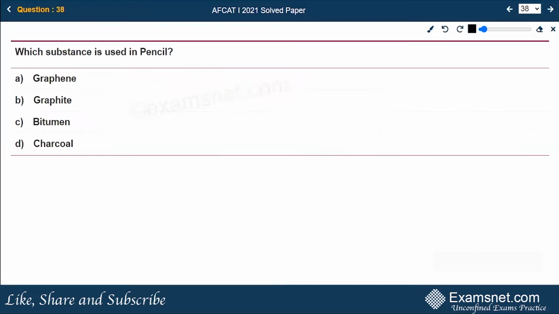Next, question 38. Which substance is used in pencil? Is it graphene, graphite, bitumen, or charcoal? Let's see the applications of each of these substances one by one. Graphene is used in a number of places, like making solar cells, and it has various medical applications.